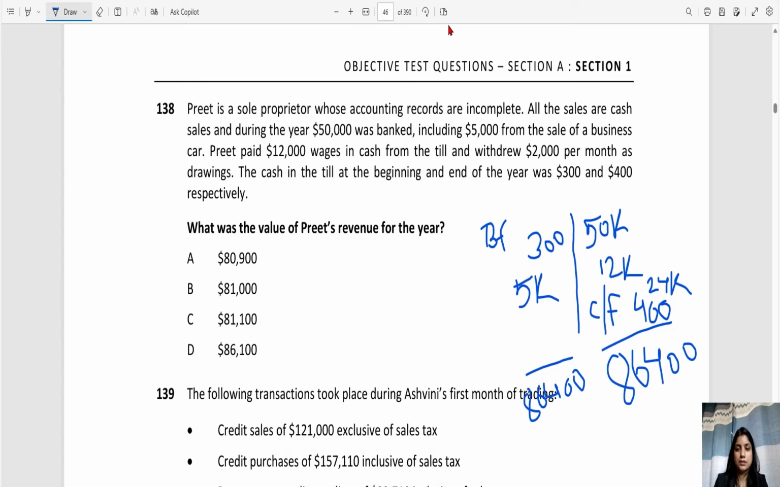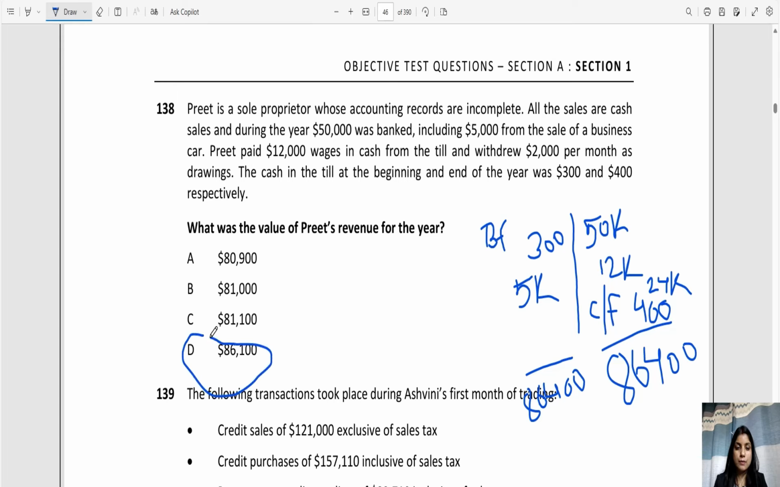So if you go to the other option, D, how this might have come: someone might have removed this balance. That's why answer D might have come for them. And regarding 81,000, how they would get this answer, there might be some mistake they have made, right? But the actual answer is C.